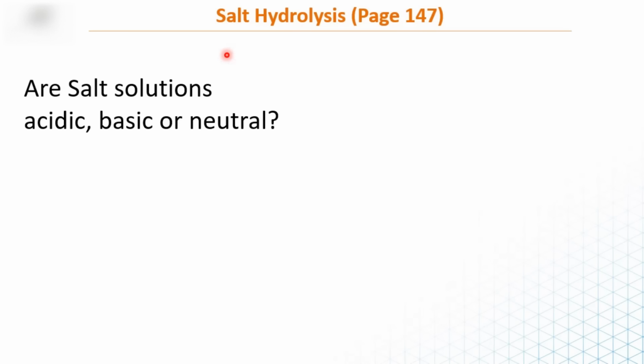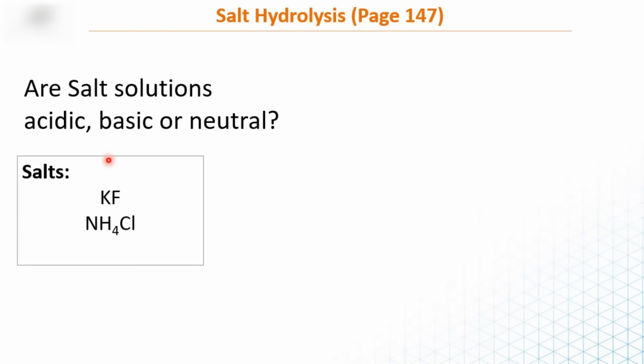So for example, let's test 3 solutions of salts. One is potassium fluoride, or KF. One is ammonium chloride, and one is sodium nitrate. Okay. So how can we do that?